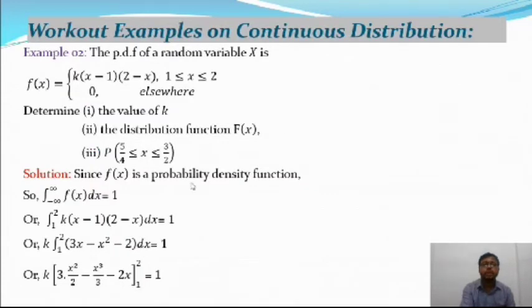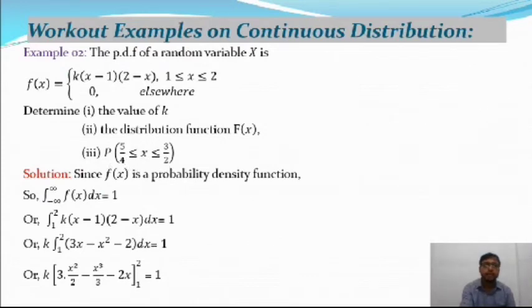After that we will talk about the second example on probability density functions. Here the probability density function of the random variable capital X is f(x) equal to k into x minus 1 into 2 minus x in the interval 1 to 2, and 0 elsewhere. This is similar to problem number 1. Determine the value of k. Next we determine the distribution function F of x, and after that determine the probability of 5 by 4 less than or equal to x less than or equal to 3 by 2. So find the value of this probability.